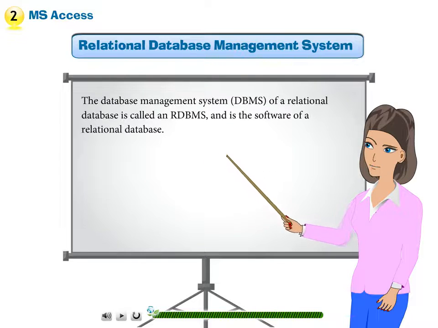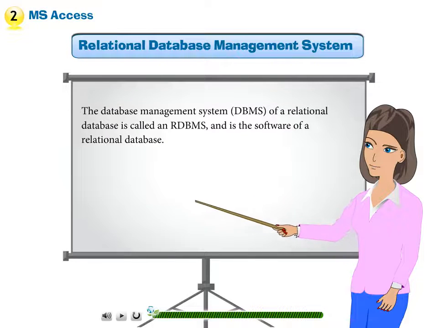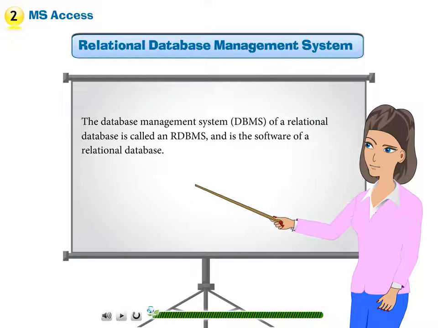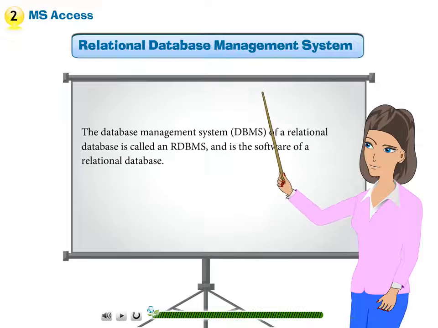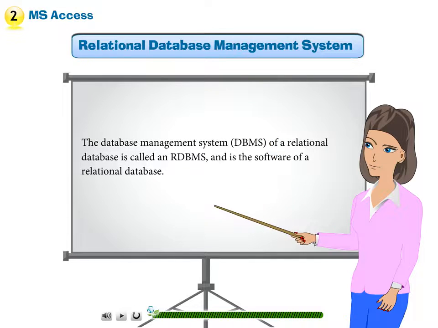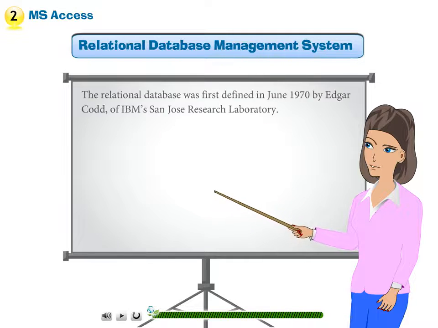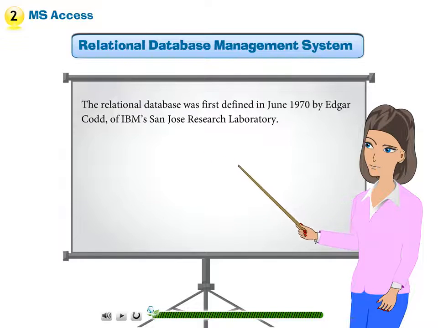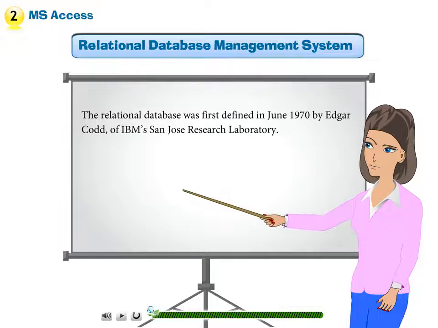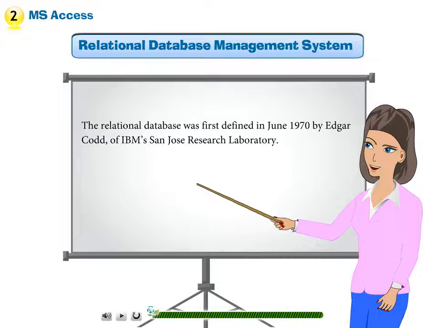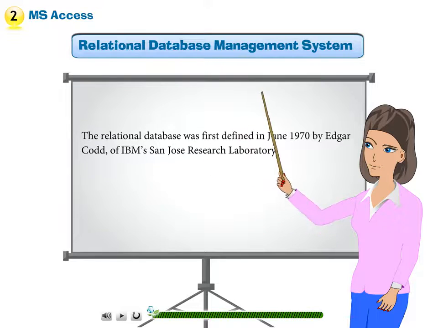The Database Management System (DBMS) of a relational database is called an RDBMS and is the software of a relational database. The relational database was first defined in June 1970 by Edgar Codd of IBM's San Jose Research Laboratory.